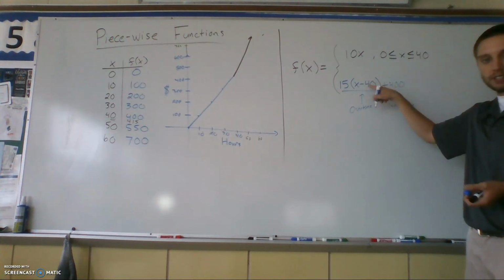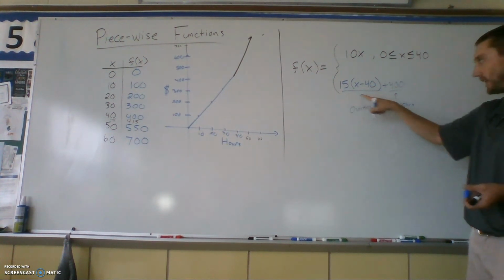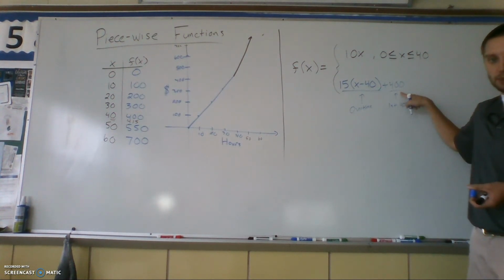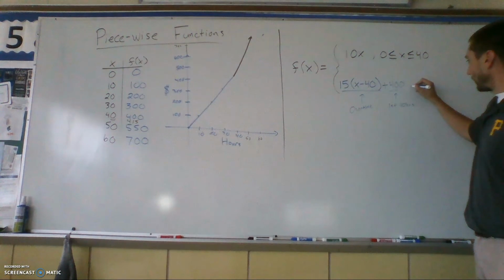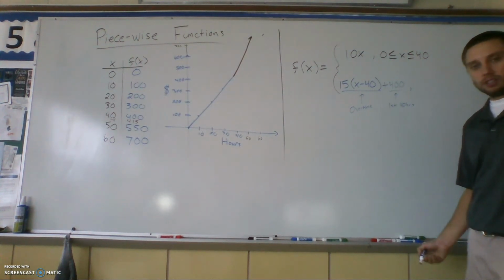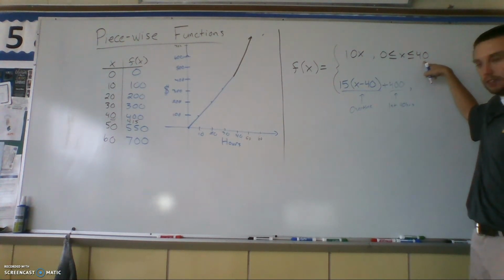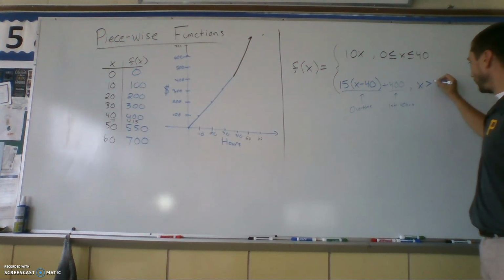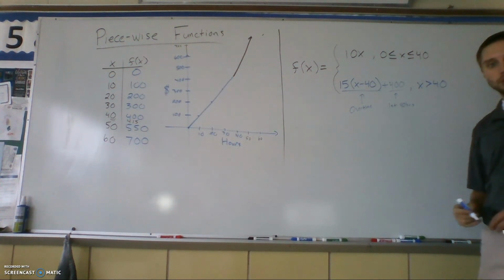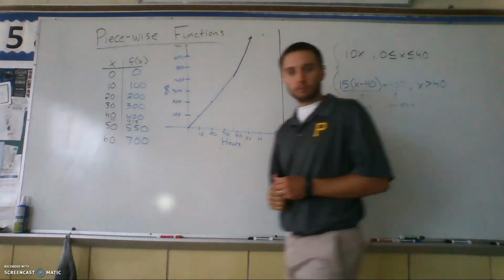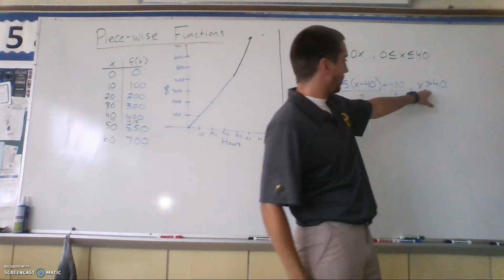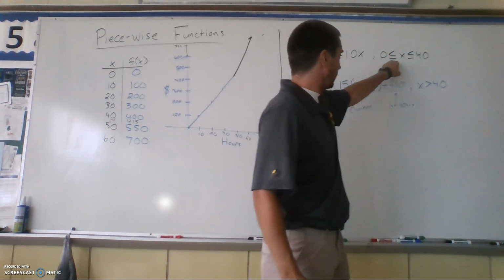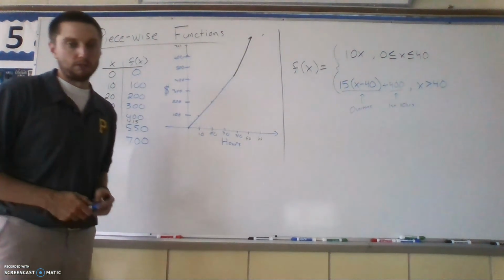Because I'm going to plug in however many hours I worked over 40, subtract 40 from it, that's going to give me my overtime hours, times my $15 an hour, and then add on how much I made in just regular hours. Okay? So, when do I use this equation? Well, I'm only going to use it when x is greater than 40 hours. So there's my piecewise function. Okay? So take a look at that. So this notation is kind of a big deal. I want to use this when x is more than 40. I want to use this when x is in between 0 and 40.